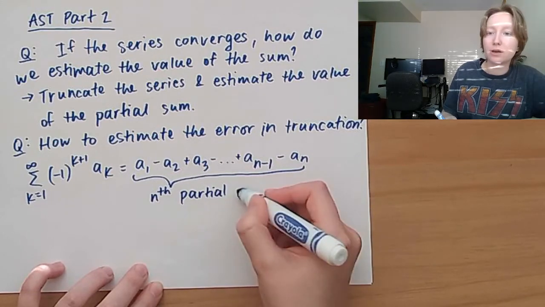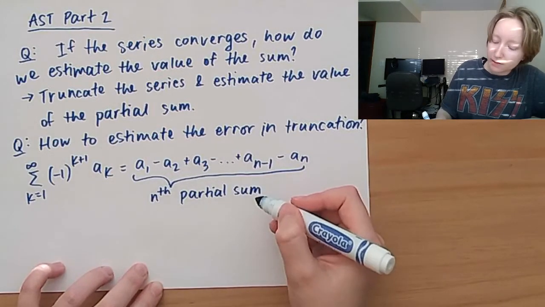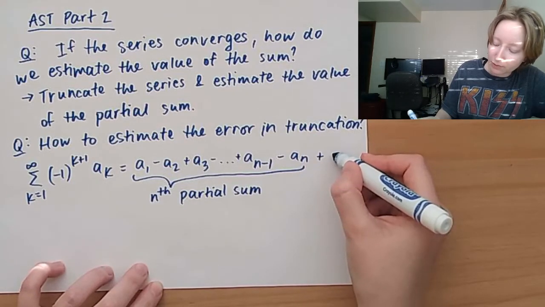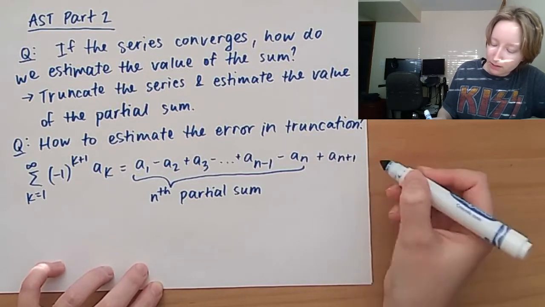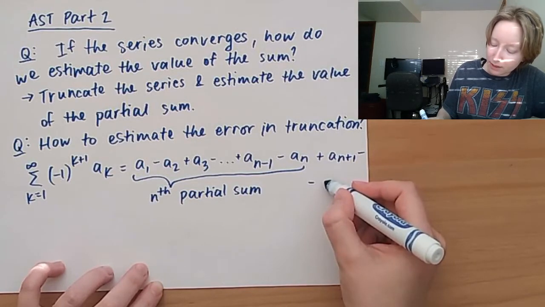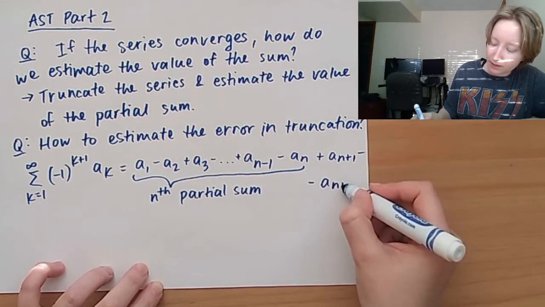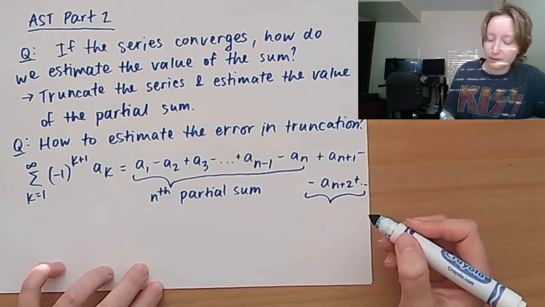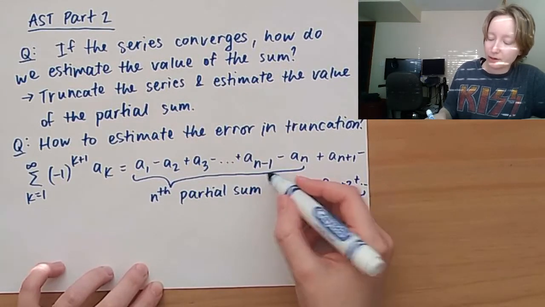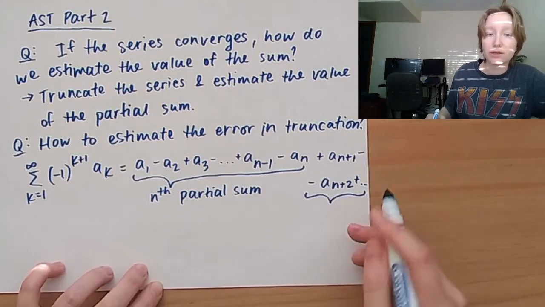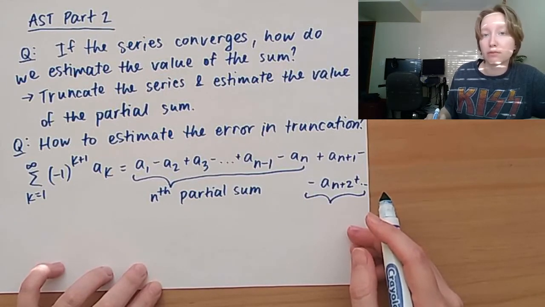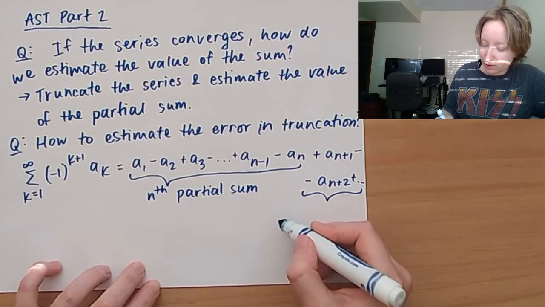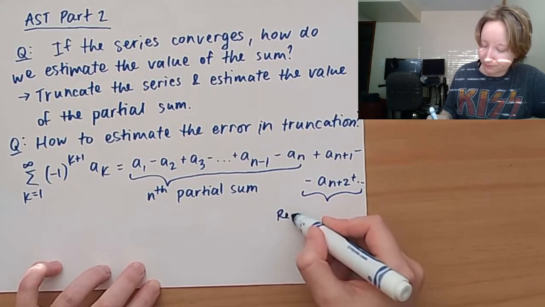So this would be an estimation of my series. And if I continue on, I'm going to get plus a sub n plus 1 minus a sub n plus 2 plus and everything else. And so all of the terms that are after a sub n, they're going to be part of my error because that is the terms that I am leaving out. And so we call this our error, or sometimes we call it our remainder.